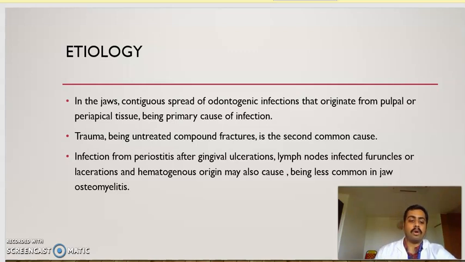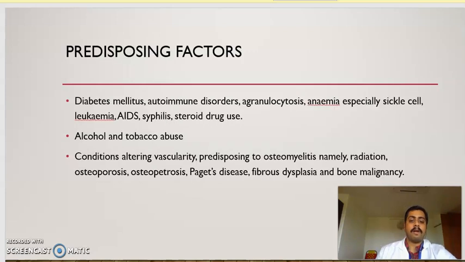and hematogenous origin may also cause it, being less common in jaw osteomyelitis. Now we look into the predisposing factors of osteomyelitis: diabetes mellitus, autoimmune disorders, agranulocytosis, anemia, especially sickle cell anemia, leukemia, AIDS, syphilis, and steroid drug use. Alcohol and tobacco abuse have also been reported to cause osteomyelitis. Conditions which alter the vascularity predispose to osteomyelitis, namely radiation, osteoporosis, osteopetrosis or marble bone disease, Paget's disease, fibrous dysplasia, and bone malignancy.